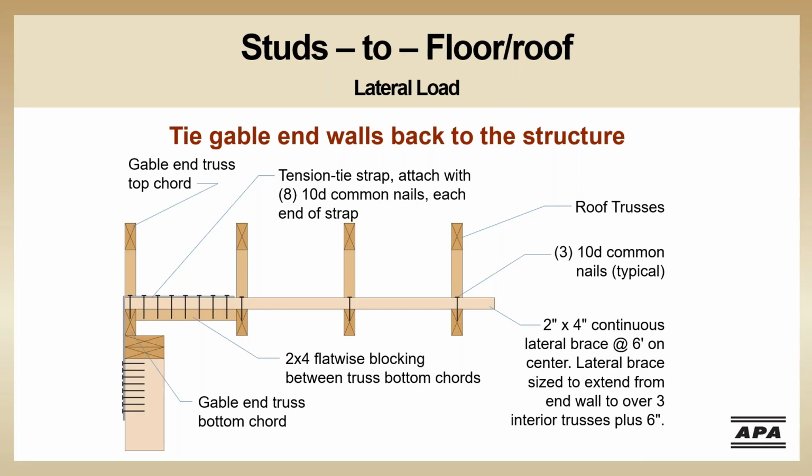A third option for bracing gable end walls is shown here. This is a detail from APA's Building for High Wind Resistance publication. In this option, the hinged connection is braced back to three interior trusses using 2x4s and metal strapping. Although this is not directly tying the studs to the floor or roof sheathing, this detail has been determined by APA to provide sufficient support for the hinged joint in this situation.